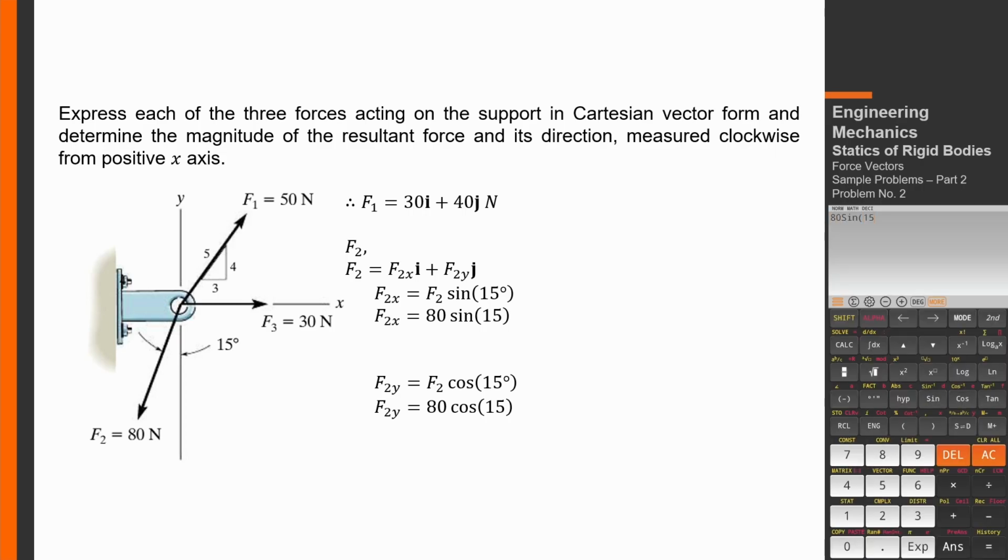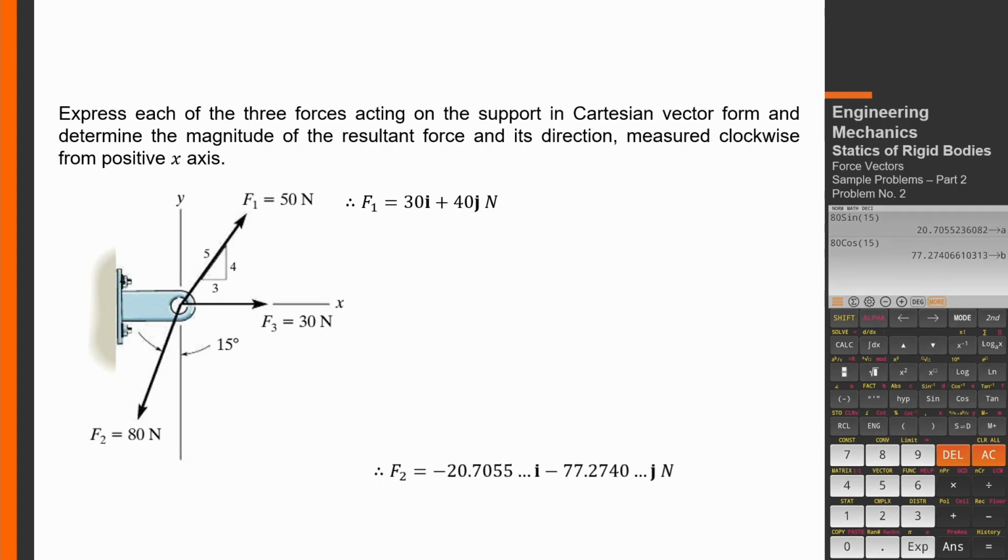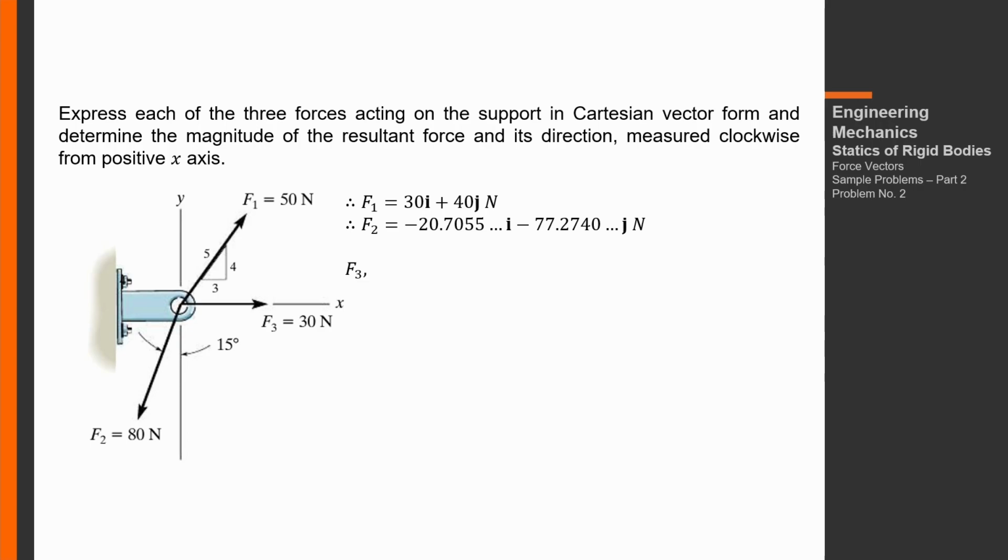So F2x, 80 sin 15. Store na lang sa A. And then 80 cosine 15, store na lang sa B. So ito yung values. Yung x component ng F2 ay going to the left, tapos yung y component ay downward. Kaya negative parehas. And then F3. Dahil along the x-axis, yung component lang na meron ay 30 newtons, tapos yung y component ay equal to 0. Therefore, ito yung Cartesian vector form ng force 3.